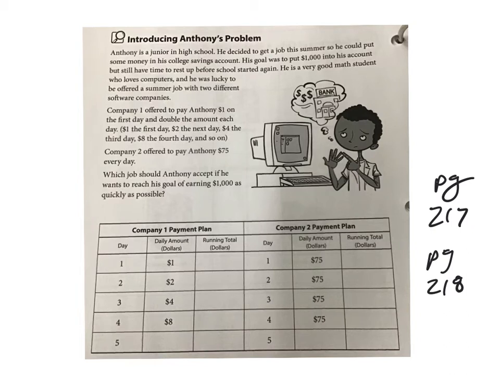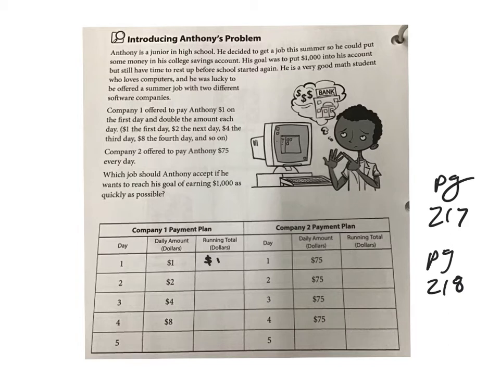And you will be completing this after we finish up. So we're going to get you started on here and get you thinking about, well, which one of these jobs would actually be best for Anthony to choose. So day number one for company one, again, he gets $1. So his running total in dollars is $1. He goes home, he's only made $1.